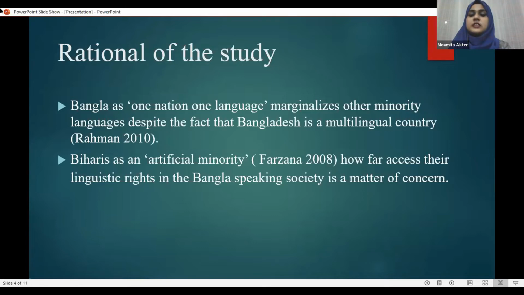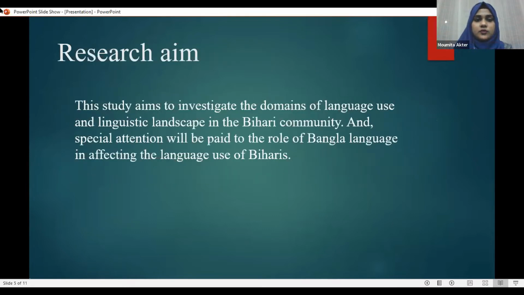And Biharis, as an artificial minority, having to access their linguistic rights in the Bengali-speaking society is a matter of concern, and it's an issue that has been neglected, ignored since forever. Okay, so my research aim is to investigate the domains of language use and linguistic landscape in the Bihari community, and special attention will be given to the role of Bangla language in affecting the language use of Biharis.